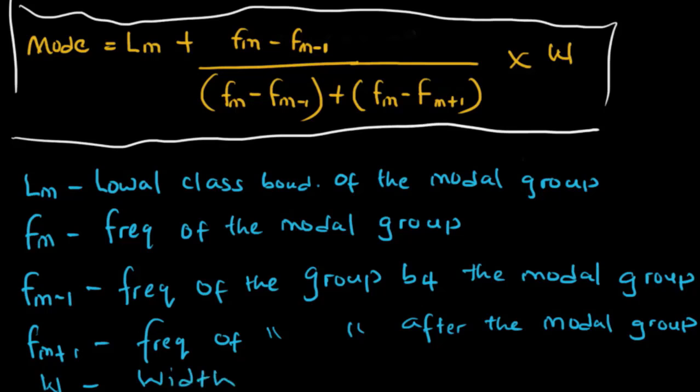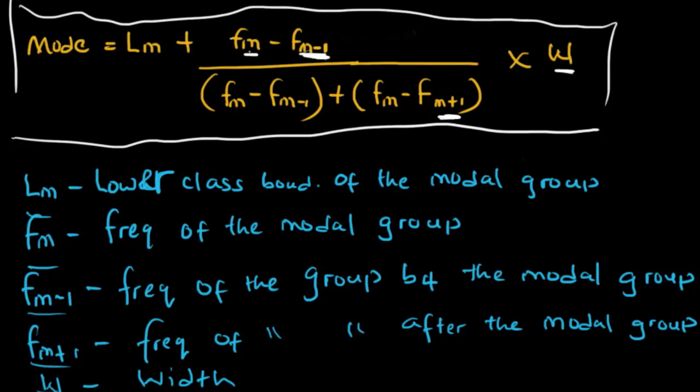Does this make sense? So I think we know Lm, Fm, Fm-1, Fm+1, and W. Now if you look at it very well, Fm is the frequency of the modal class. Fm-1 is the frequency of the class before the modal class, while Fm+1 is the frequency of the class after the modal class. Does this make sense? And then W is the width. And I think I made a mistake in writing lower. Do you understand this? Now I want to try to explain this formula so that you remember it.